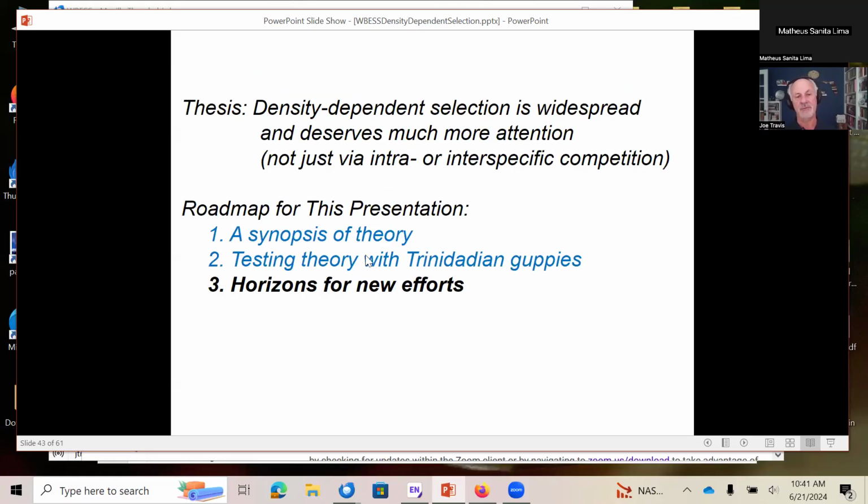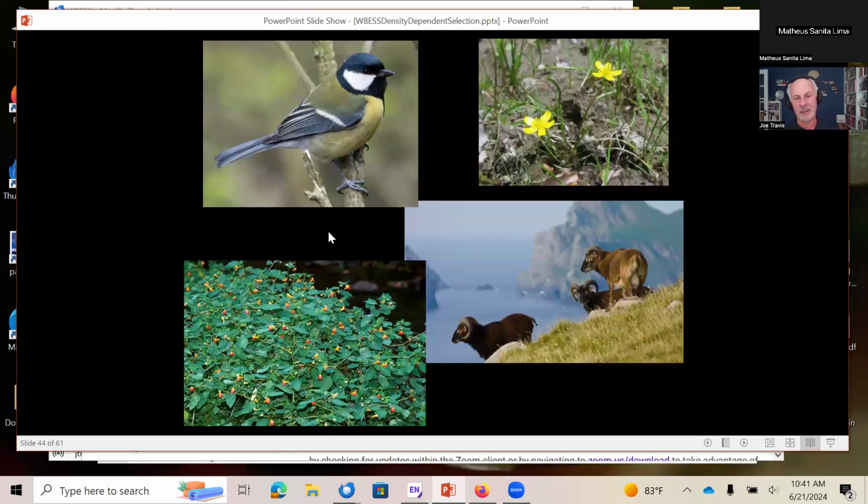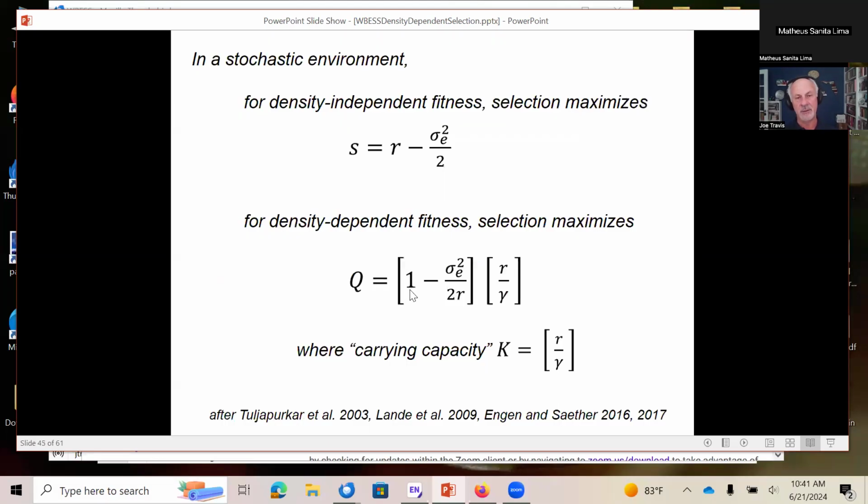Well, I've given you a synopsis of theory. I've shown you how we test that theory with Trinidadian guppies, and I want to offer you two suggestions for new efforts. Now, the first looks back at some of these great demonstrations of density dependent selection in the wild. Great tits, Impatiens capensis, etc. They took advantage of this theory.